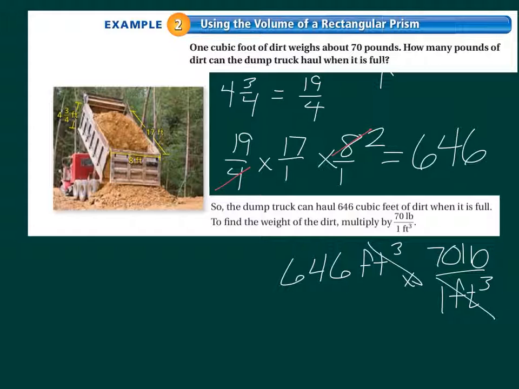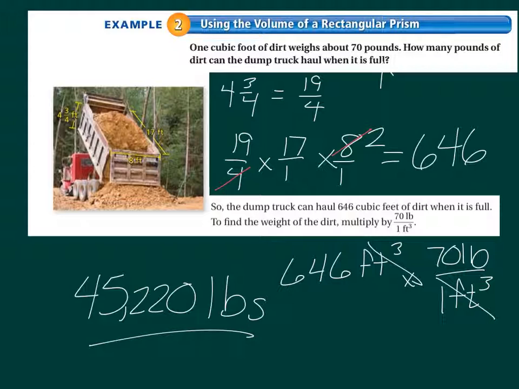And it's actually pretty big here. We have 45,220 pounds of dirt. So watch for problems like that where they give you a conversion factor in them. And it's probably going to be very similar. You're just going to convert the units and cancel out the ones that you don't want.